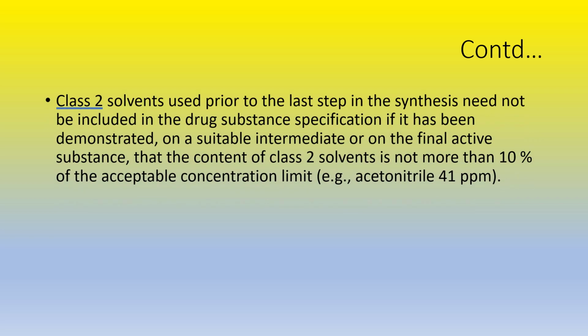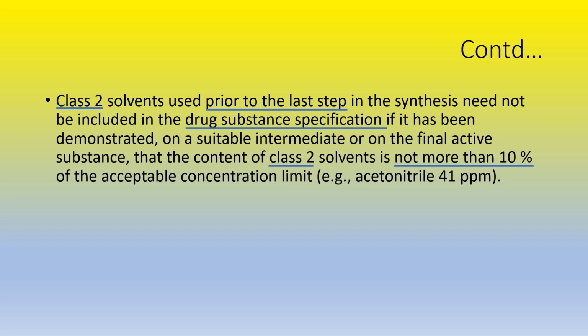Class 2 solvents used prior to the last step in the synthesis need not be included in the drug substance specification if it has been demonstrated on a suitable intermediate or on the final active substance that the content of class 2 solvents is not more than 10% of the acceptable concentration limit. Example, acetonitrile at 41 ppm. Similar situation as in class 1 solvents. Here it is necessary to establish that the class 2 solvent is less than 10% of the ICH limit. In this acetonitrile example, 10% of 410 ppm is 41.